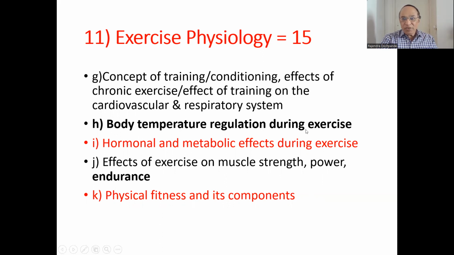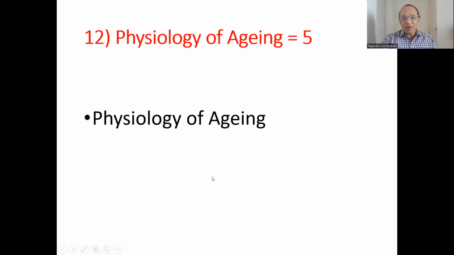Body temperature regulation during exercise. As you know, more body heat will be generated if you do exercise like running, jogging, swimming, etc. Hormonal and metabolic effects during the exercises. Effects of exercise on muscle strength, muscle power, and muscle endurance. All will be increased. Power will increase, strength will increase, and endurance will also increase. Physical fitness and its components. And the last topic for physiology is physiology of aging, that is, of old age.